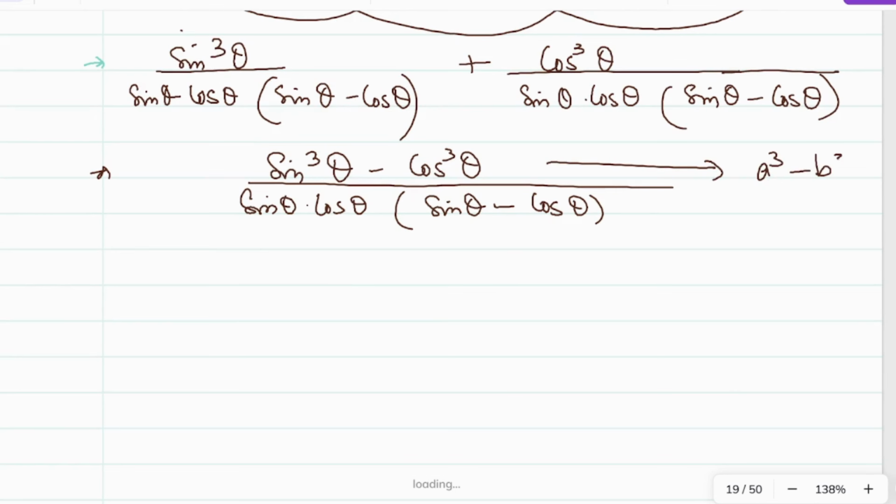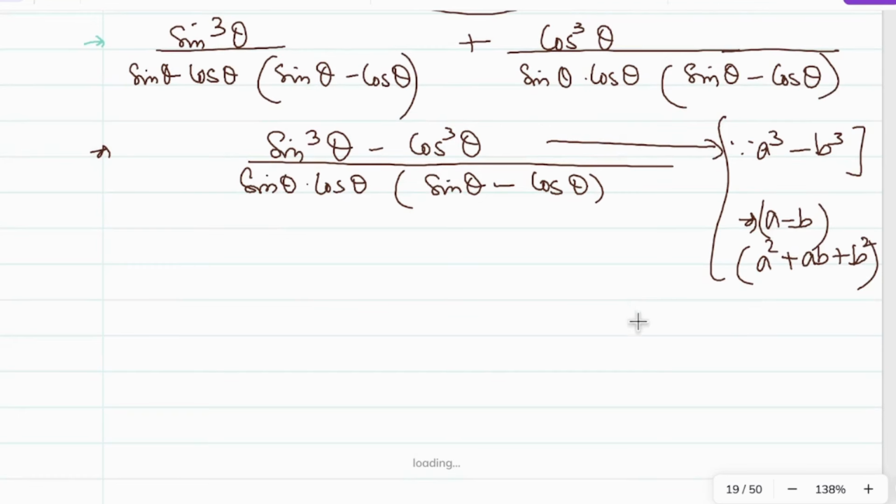a cube minus b cube. What is a cube minus b cube? A cube minus b cube equal to a minus b into a square plus ab plus b square. A cube minus b cube equal to a minus b into a square plus b square plus ab. In that way also we can write.